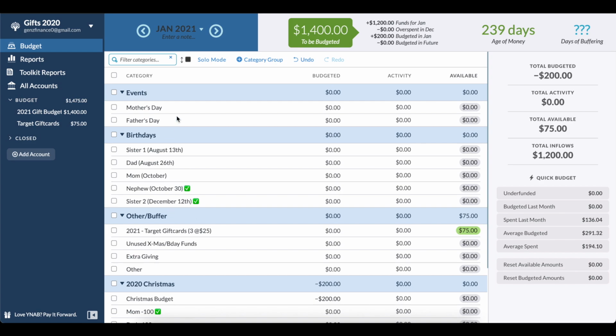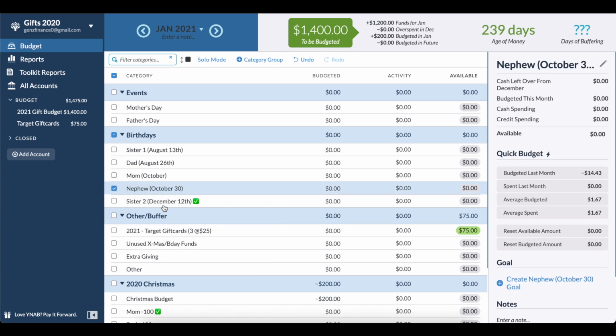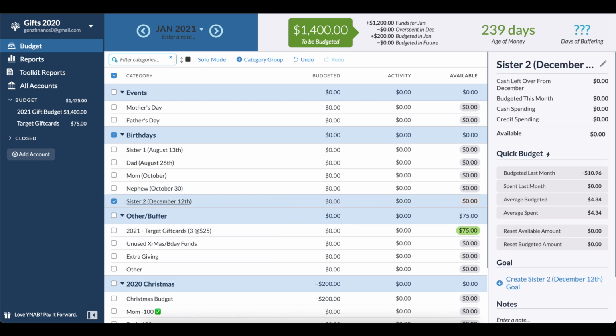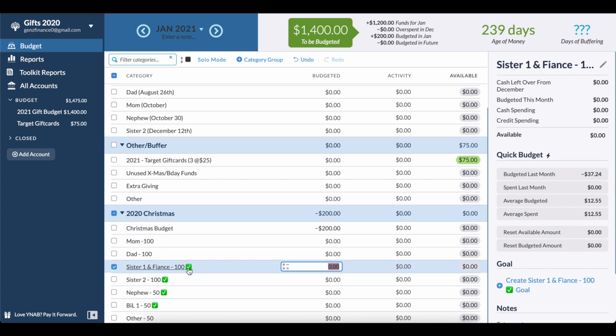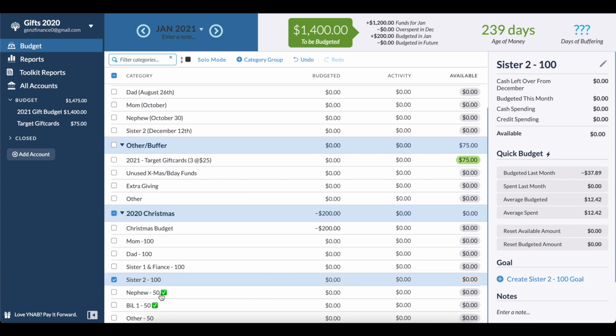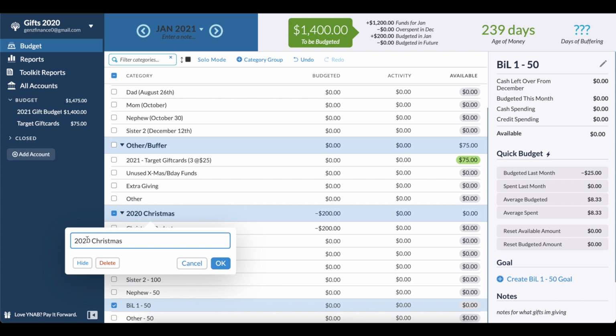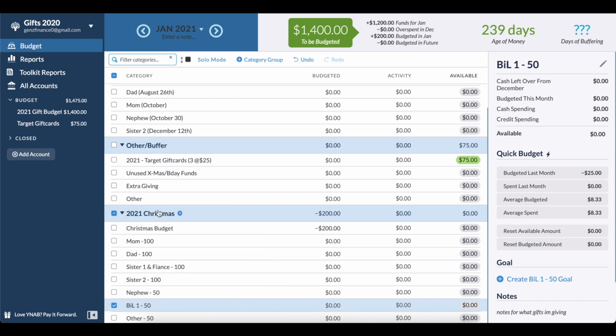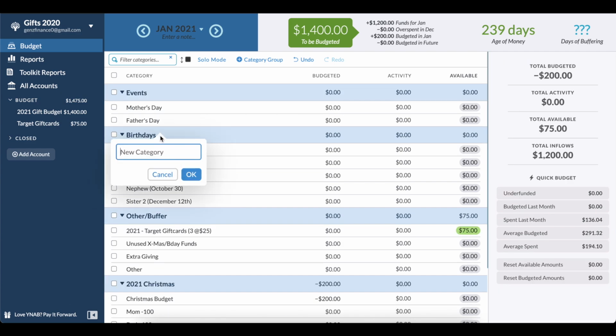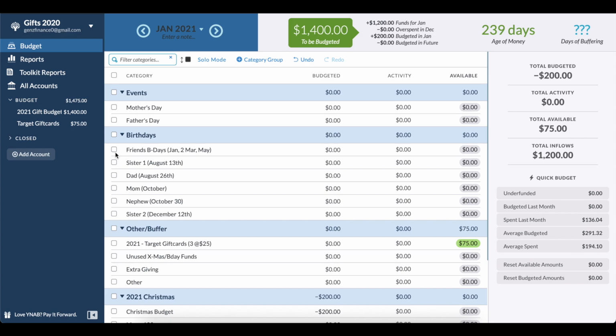So we've got the events, those should be good. I'm going to remove all of the check marks on these categories because I've not yet got gifts for these people. We're going to change this to 2021 Christmas. So under birthdays, I'm going to add a category called Friends B-Days. I think those are all the birthdays that I'm going to be budgeting for. So I just created that category here.